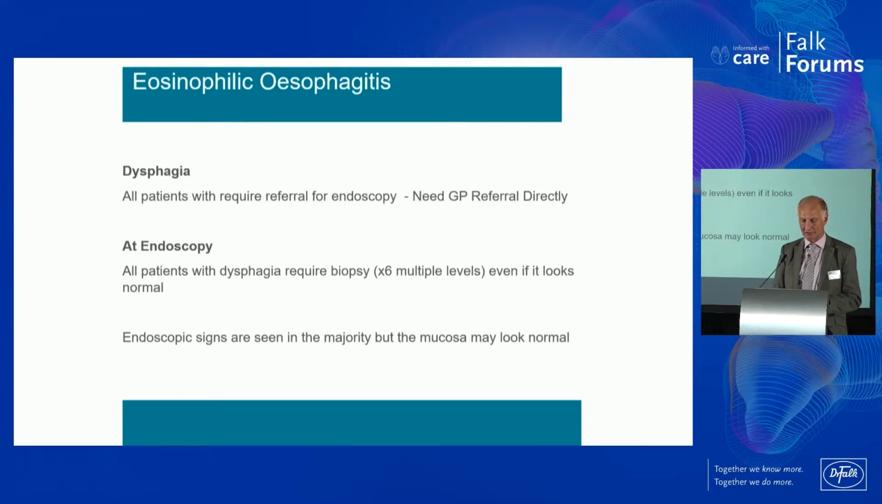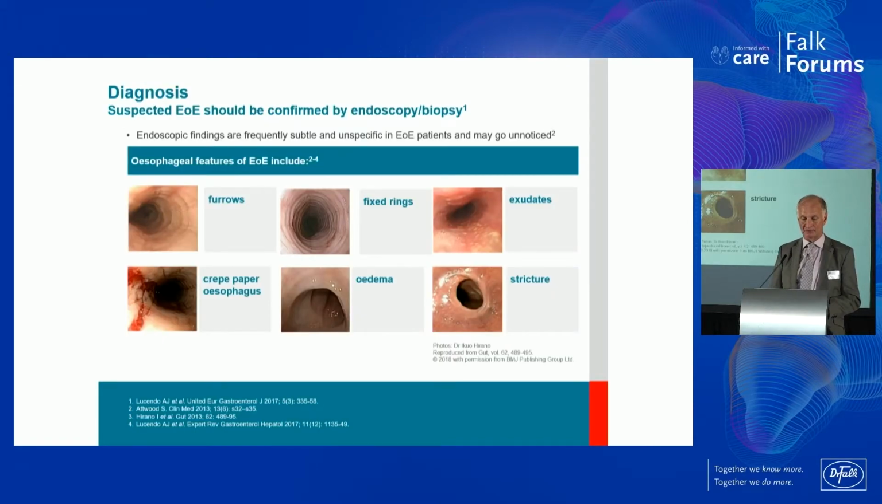That's been a standard guideline for a long time at a GP level. So refer for endoscopy and biopsy all patients with dysphagia. And you'll discover many more EOE patients than you will cancer. And at endoscopy, dysphagia requires a biopsy, even if the endoscopy looks normal, and we take multiple biopsies. There are some endoscopic signs that are visible, but because the mucosa may look normal, we have a rule that you biopsy everybody who has dysphagia.